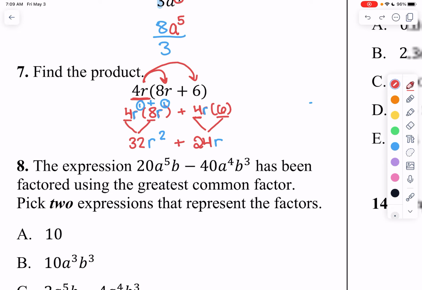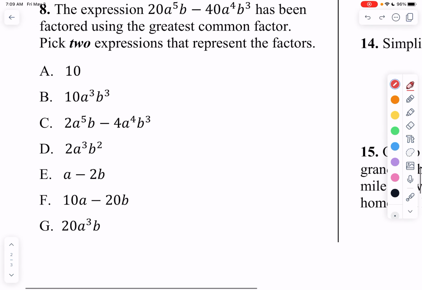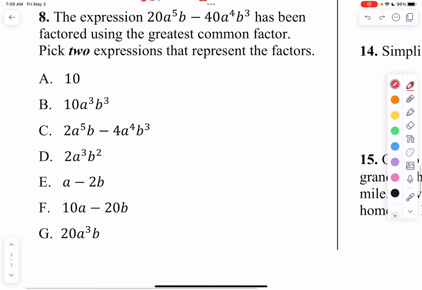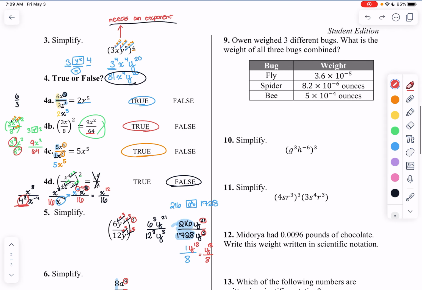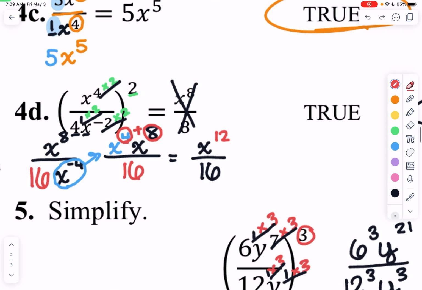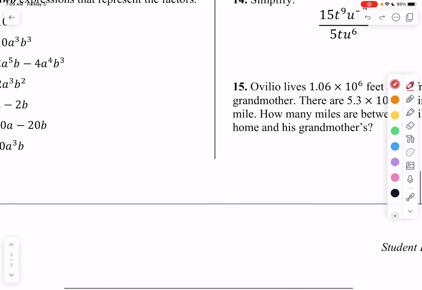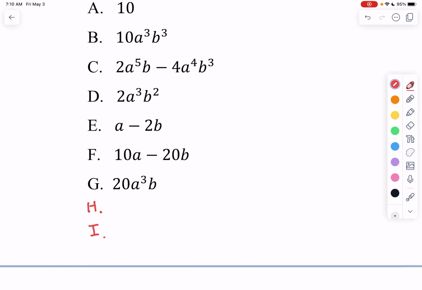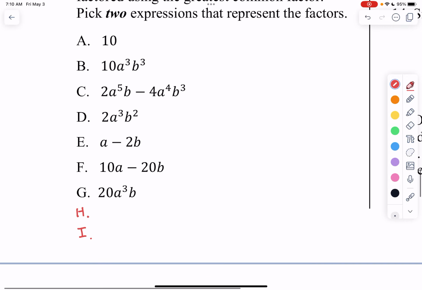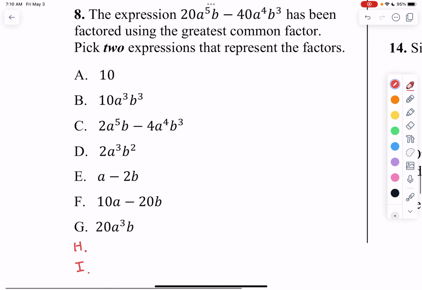All right, number 8. This is where I tell y'all, whoever made this worksheet, it was not me, because I never make mistakes, right? Just kidding. But whoever made this worksheet made a big mistake. Our answers are going to be different than any of these answer choices, so we are going to add two more answer choices to the bottom when we solve this, and we will see that in a second.